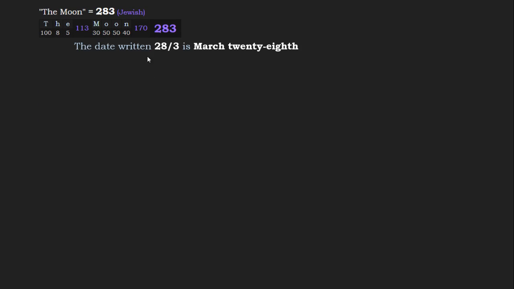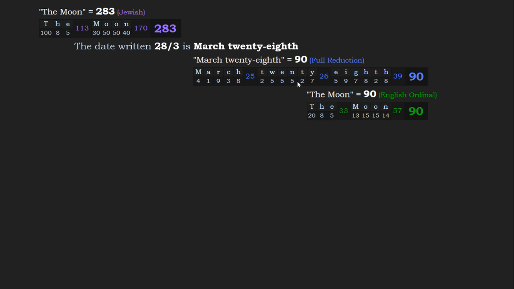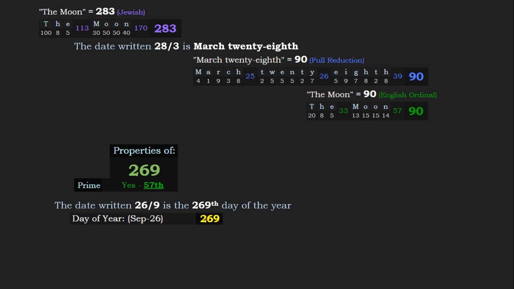Now what about the date written 28/3? That would be March 28th. In reduction, March 28th equals 90. 90 is the English gematria of the moon. Looking back at the number 57, the ordinal gematria of moon, the 57th prime number is 269.